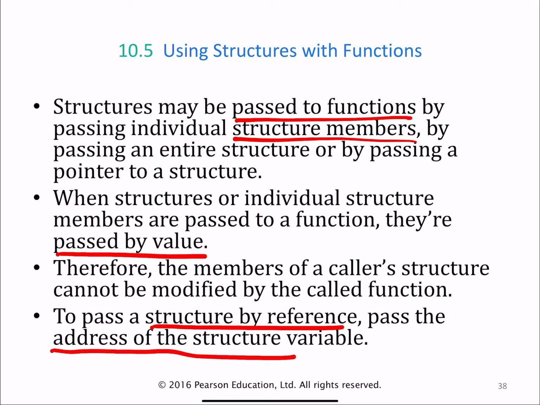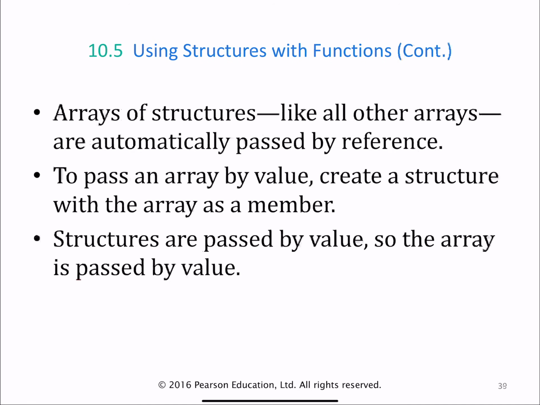If you want to pass an entire array by value, you can do that using structures by sticking that array into a structure and then passing that structure, of course. You can also do the reverse of that. You can have arrays of structures. And like all other arrays that we've seen, that array containing structures as each of its elements will be passed by reference, meaning only the pointer to the first structure will be sent to the called function.